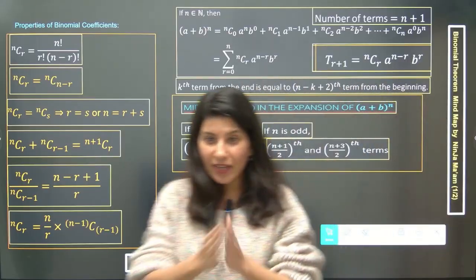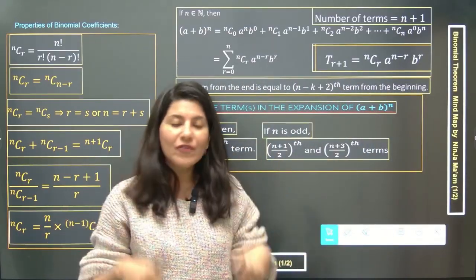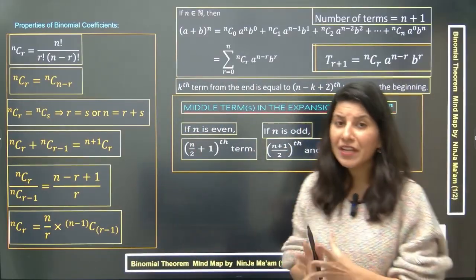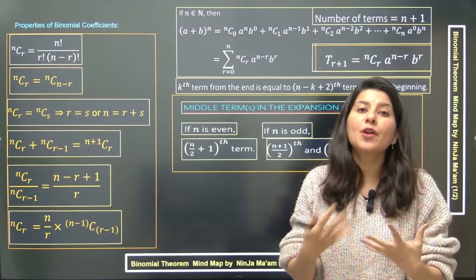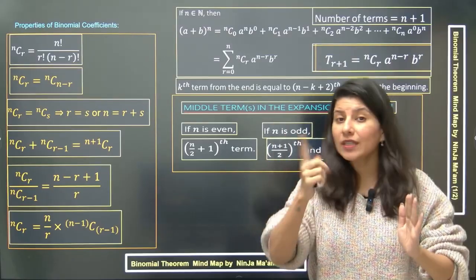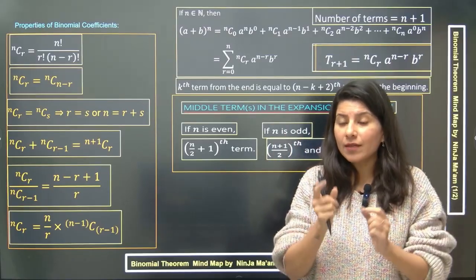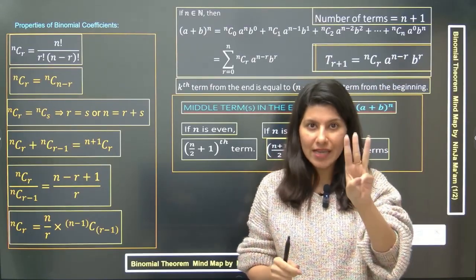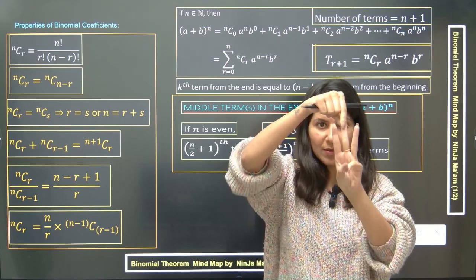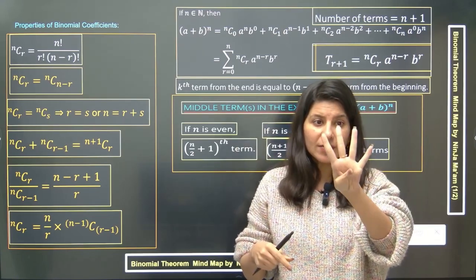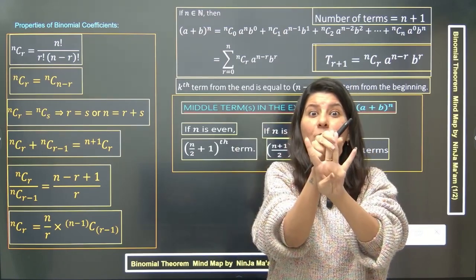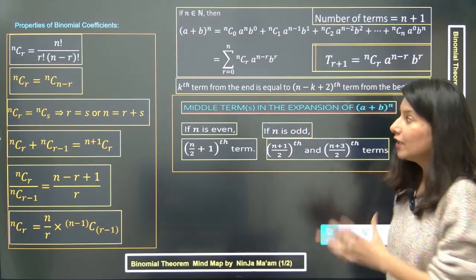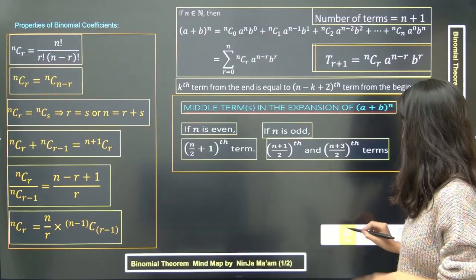Whenever you have a series, obviously you will have a middle term. And one more thing: whenever the total number of terms is odd, that means there is going to be one middle term. I'll tell you. Total terms are 3, so there will be one middle term. Total terms are 4, there will be two middle terms. So when total terms are odd, you are going to get one middle term.